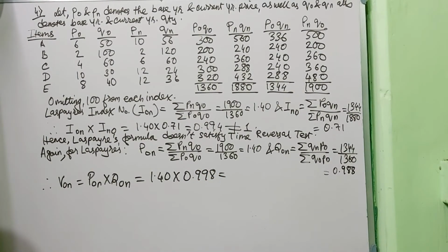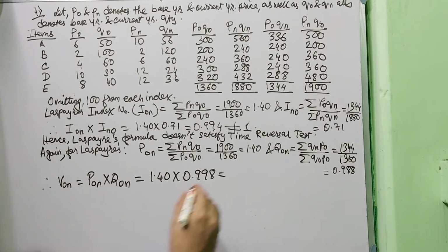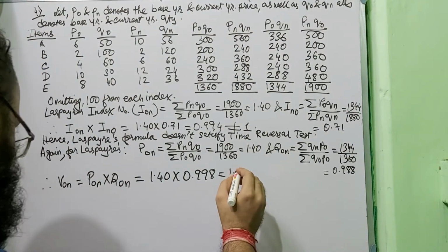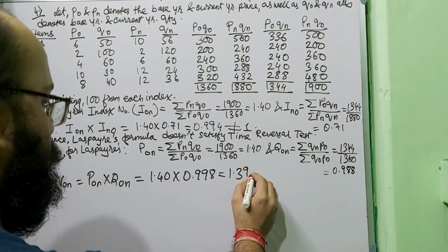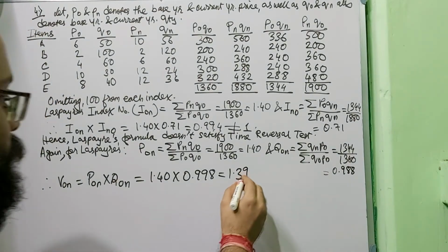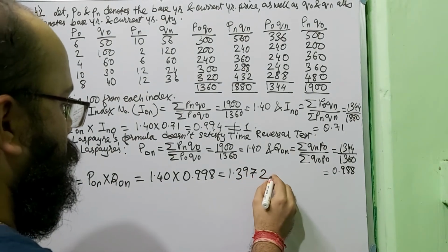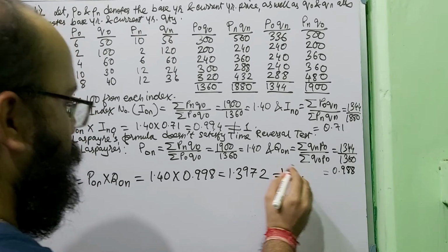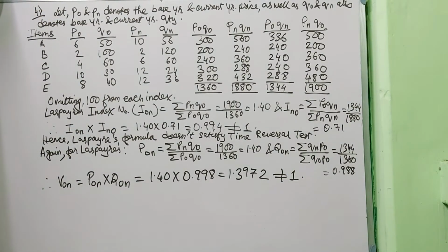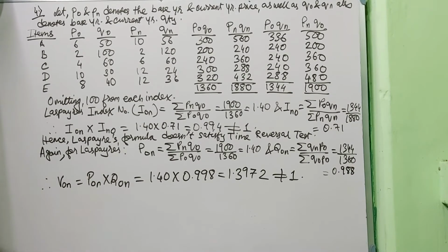1.4 into 0.998. It is coming 1.39, approximately 397, which is obviously not equal to 1. If it is equal to 1, then it satisfies. As it is not equal to 1, so it does not satisfy.